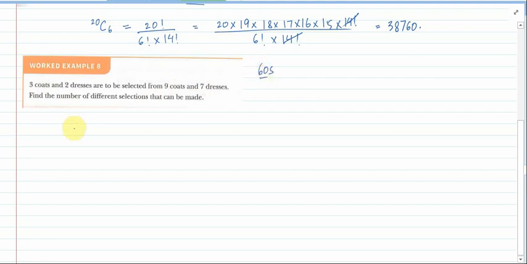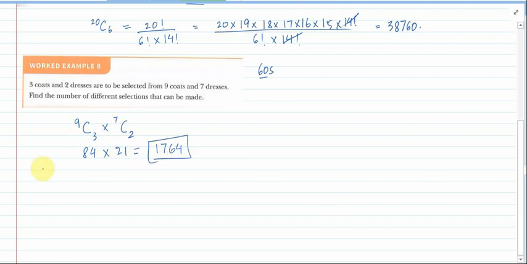Since you have 9 coats, and out of those we need to select any 3, and we have 7 dresses, out of which we need to select any 2, we need to multiply these two. The value of 9 combination 3 is 84, times 7 combination 2 which is 21. So 84 into 21 is 1764. That is your final answer.